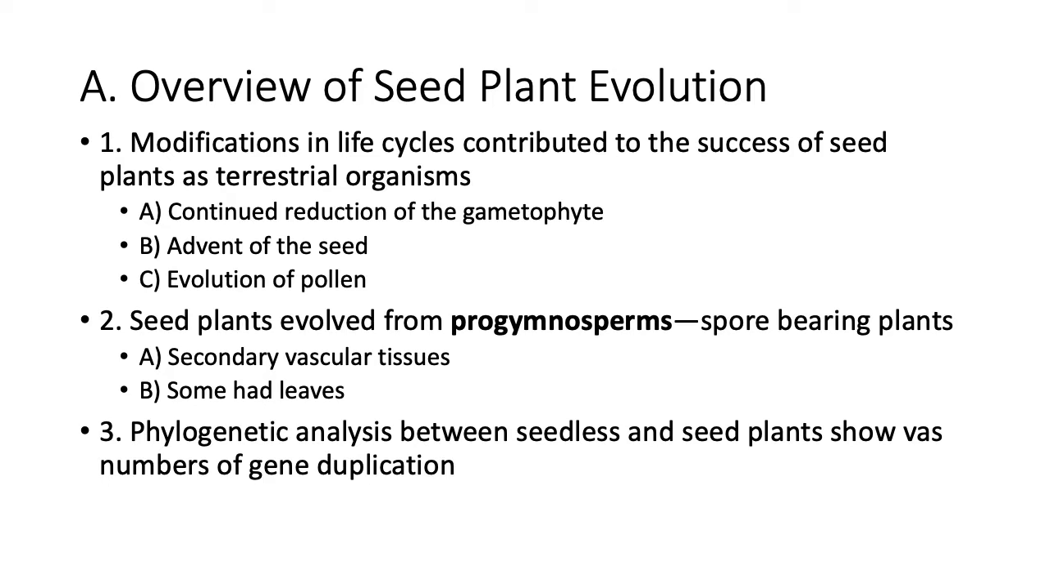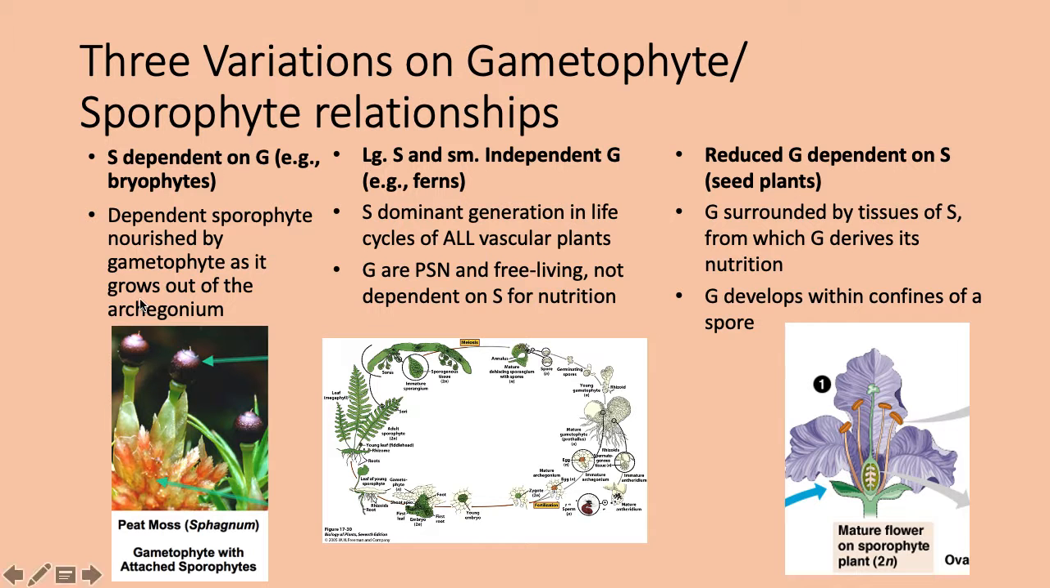So just to show you where we have gone, we started with bryophytes, where the sporophyte was dependent on the gametophyte. You can see it's parasitic, sitting on that gametophyte. And then with ferns, we had a large sporophyte and a small independent gametophyte. And the dominant life cycle was the sporophyte in all vascular plants. The gametophyte is free living, it's out on its own. There's no attachment between the sporophyte and the gametophyte. It's not dependent on the sporophyte for nutrition, so it's kind of independent.